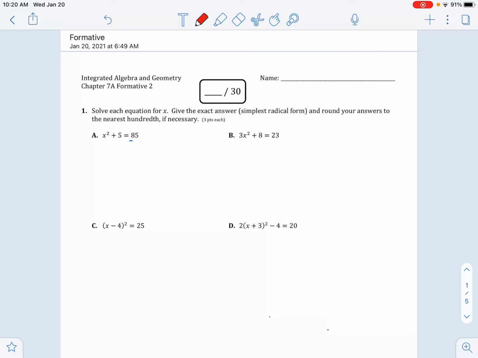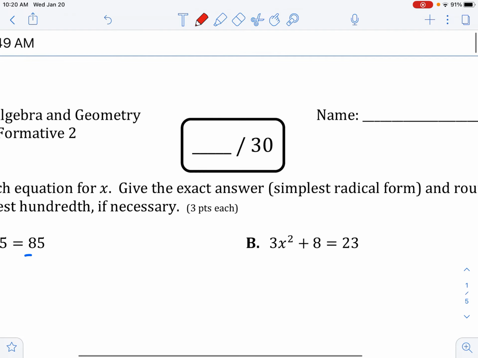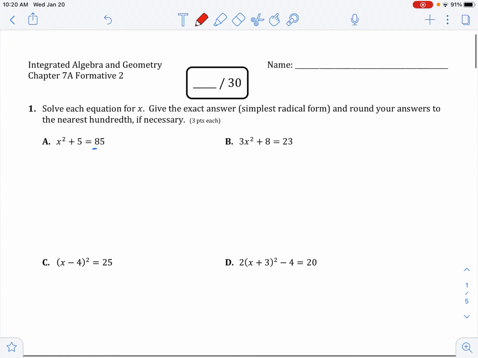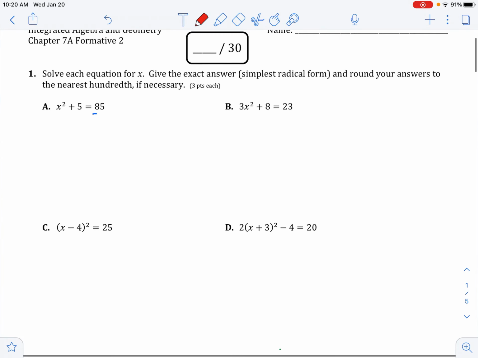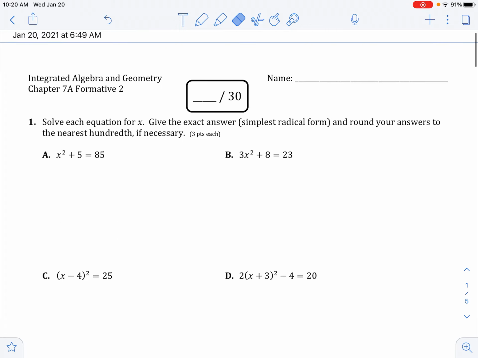All right, so as promised, this is a screencast of me completing the formative. I'll tell you what I'm doing step by step. Please make corrections to yours. So first off, the first section here is solving these four quadratic equations.